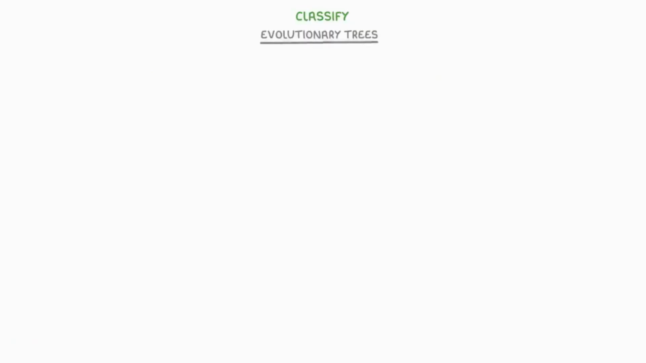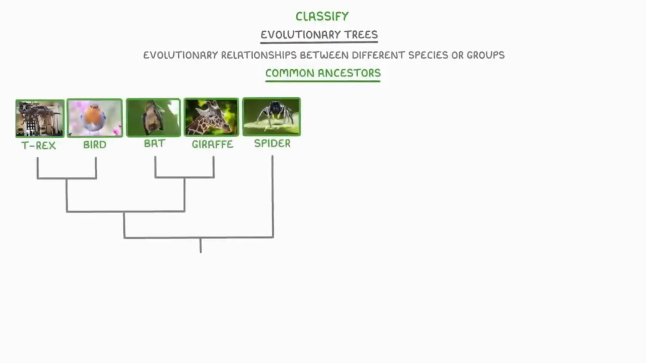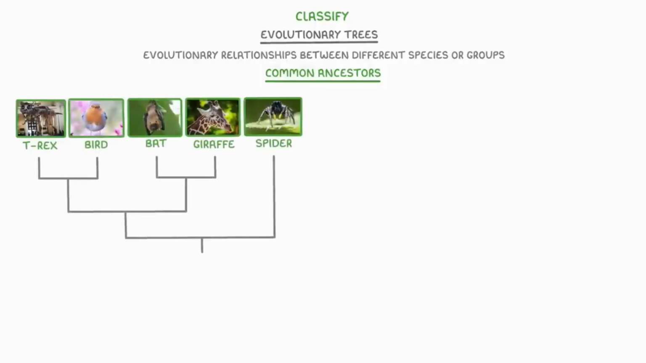The last thing we need to look at are evolutionary trees. These show us the evolutionary relationships between different species or groups by linking common ancestors. For example, we can see here that birds are more closely related to Tyrannosaurus rexes than they are to bats, because T-rexes and birds share a more recent common ancestor just here. And we can also see that bats and birds are more closely related to each other than either are to spiders, because again, they have this recent common ancestor. Whereas their common ancestor with spiders is all the way back here, which means it's further in the past.